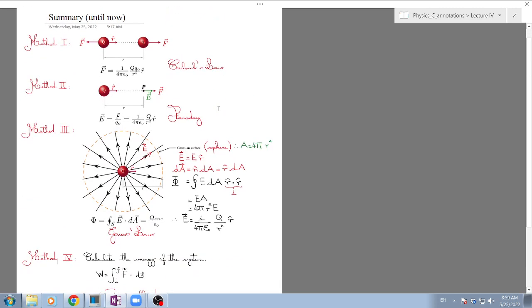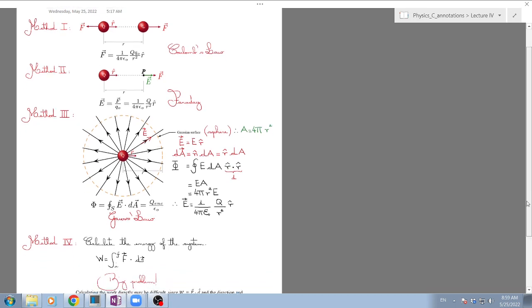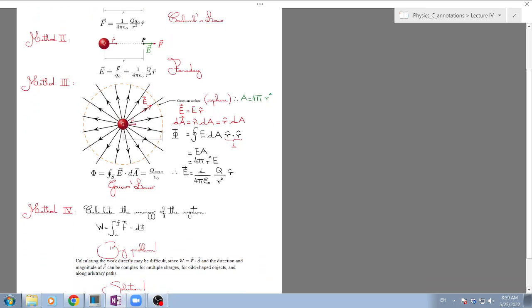Okay, three main approaches until now: Coulomb's law, the electric field, and Gauss's law. But they are mainly vectorial, and sometimes they're very complicated to describe the directions, since we are dealing with vectors. The main idea of this new method to find the forces involved in charged particles is using an energy-based approach.